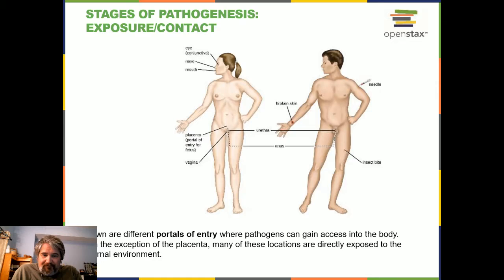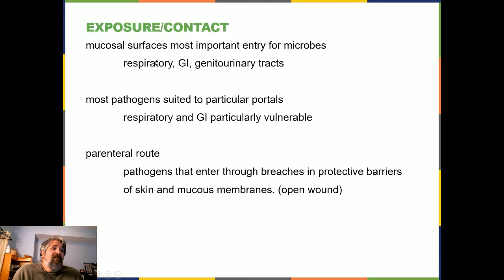Okay, so mucosal surfaces are the most important entry for microbes, especially via the respiratory tract, gastrointestinal tract, and genitourinary tracts. Most pathogens have a particular portal that they are well suited for. And there's the parenteral route. That's where pathogens enter through a breach in the protective barriers of skin and mucosal membranes, such as open wounds.